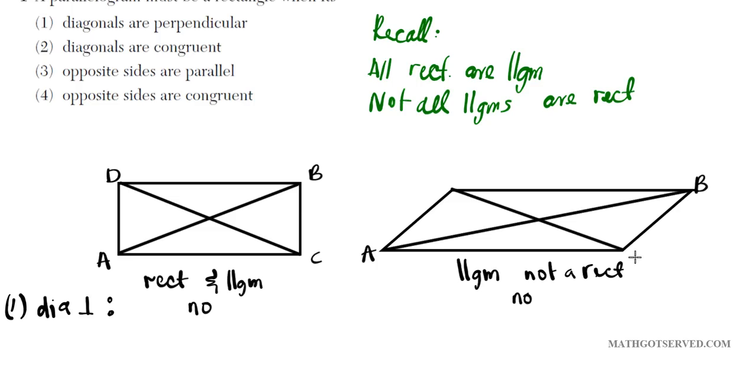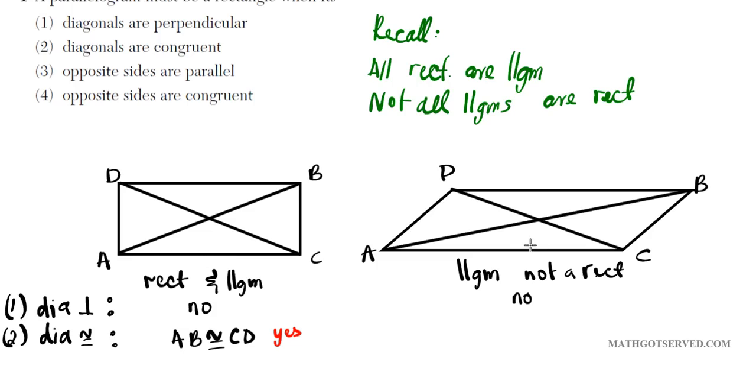All right, now let's go ahead and take a look at the next property. Diagonals are congruent. Are these two diagonals congruent for a rectangle? The answer is yes. That's a property of rectangles. AB congruent to CD, the answer is yes. So all parallelograms which are rectangles must have congruent diagonals.